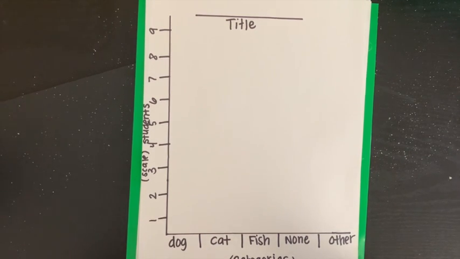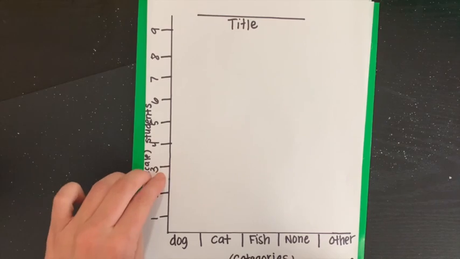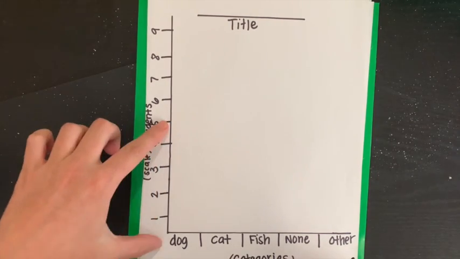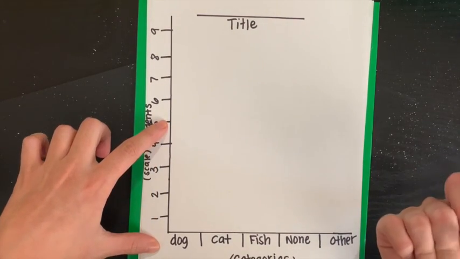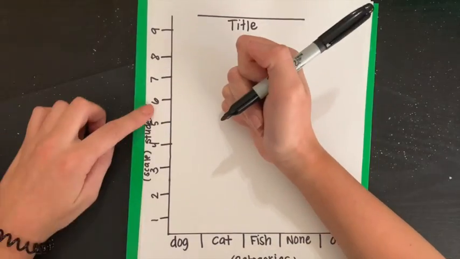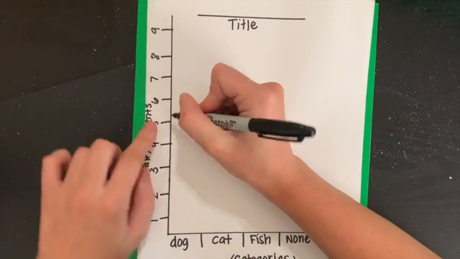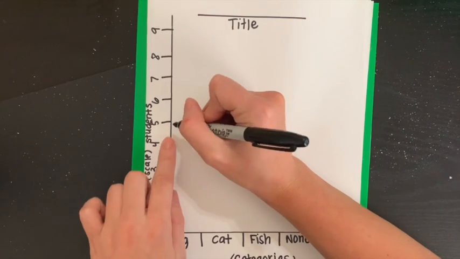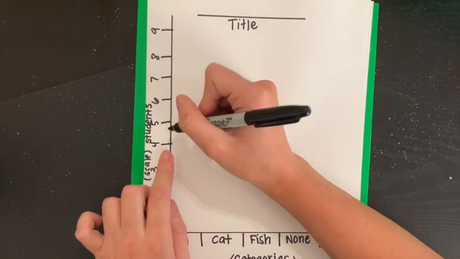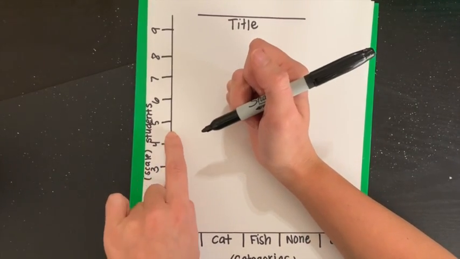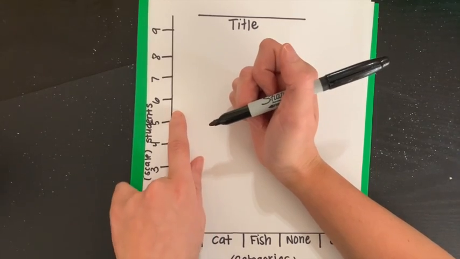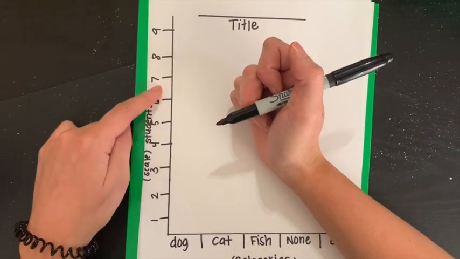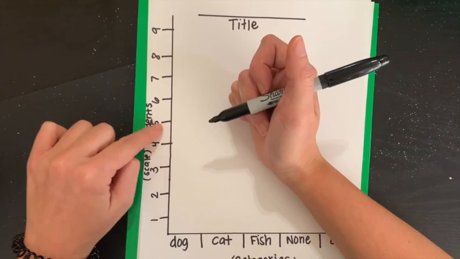So let's start with dog. There are 5 students with a dog. So I'm gonna go 1, 2, 3, 4, 5. And I'm gonna draw my first bar. So when you draw your bar, you want the bar to line up with this line here. You don't want it to be in between 4 and 5 because that would be like 4.5. You don't want it to be above 5 because that would be 5.5 or closer to 6. You want it to line up right with your line.